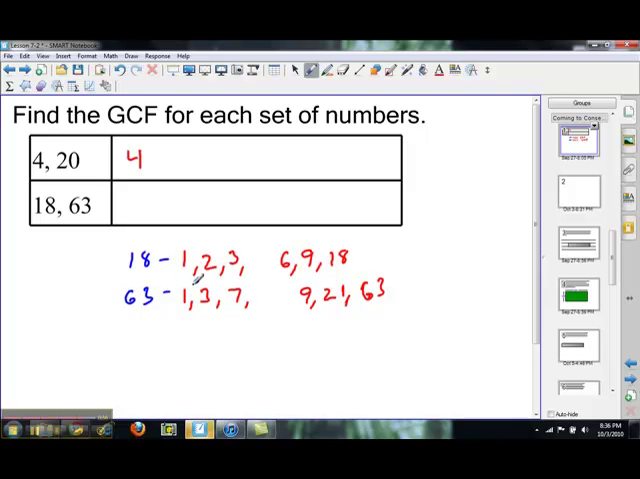So here are my factors: 1, 3, 7, 9, 21, and 63. And I want to look again for the greatest common factor.